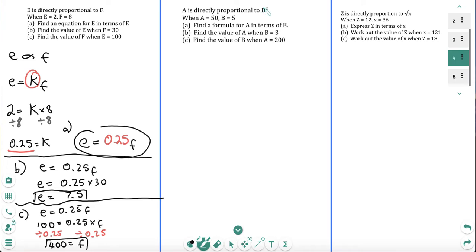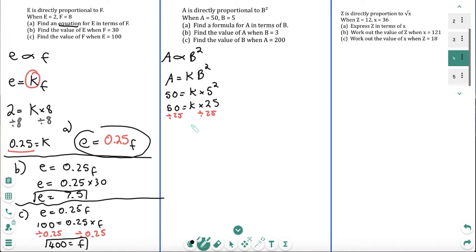A is directly proportional to b squared. When A is 50, B is 5. Find a formula. Find a formula is the same as finding an equation. So, when A is 50, B is 5. Five squared is 25. Now how do I find k? Well, k is being multiplied by 25. To get rid of multiplying by 25, I'm going to divide by 25.